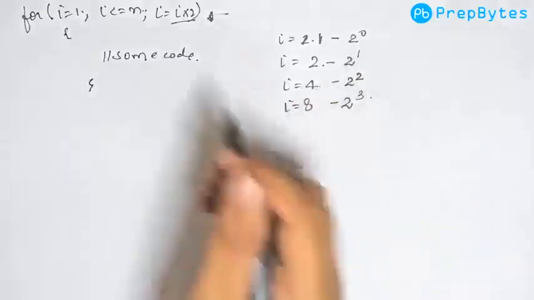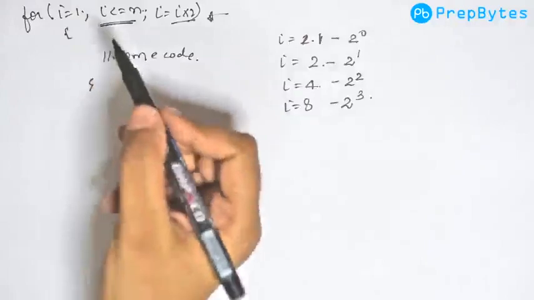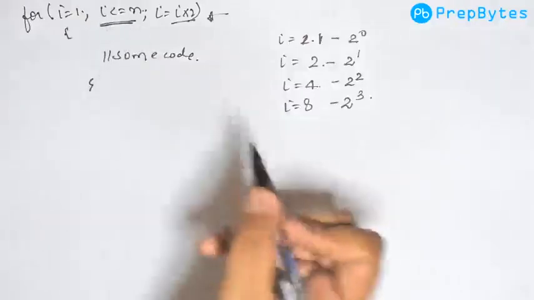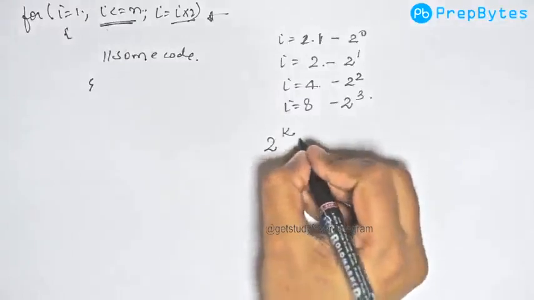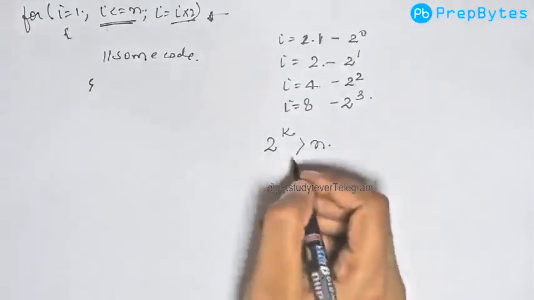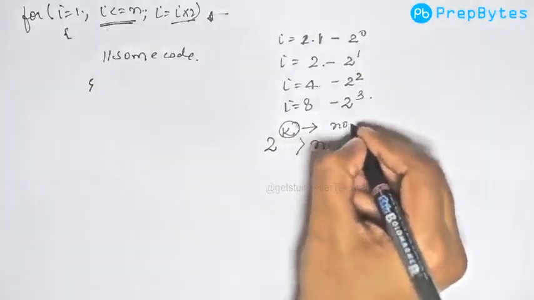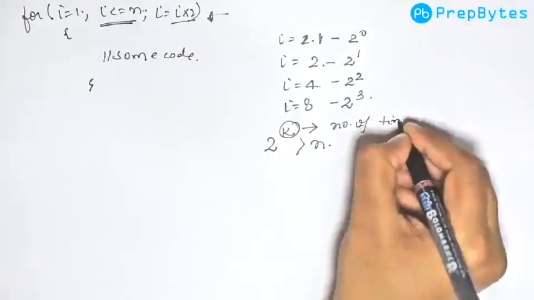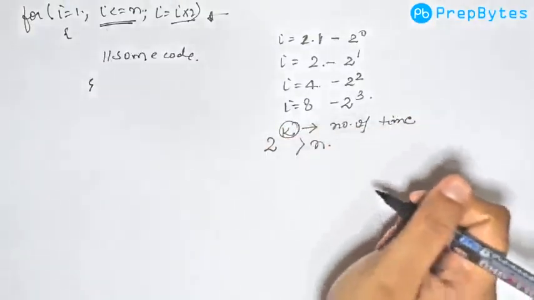For this loop to end, this situation should be false. So what do we mean by that? We need that 2 to the power k should be greater than n. And what does that mean? This k is the number of times the loop gets executed. So once we get this k, we say that this is the time complexity.